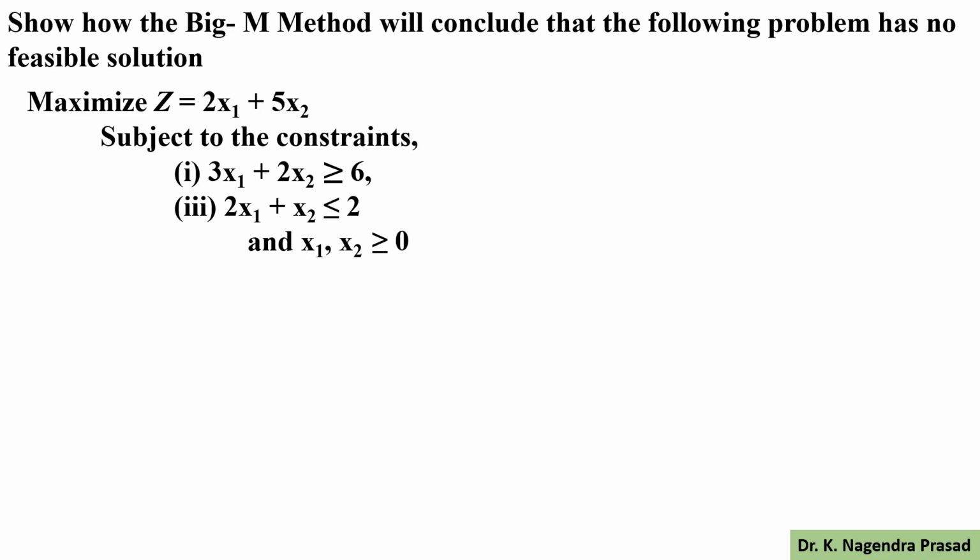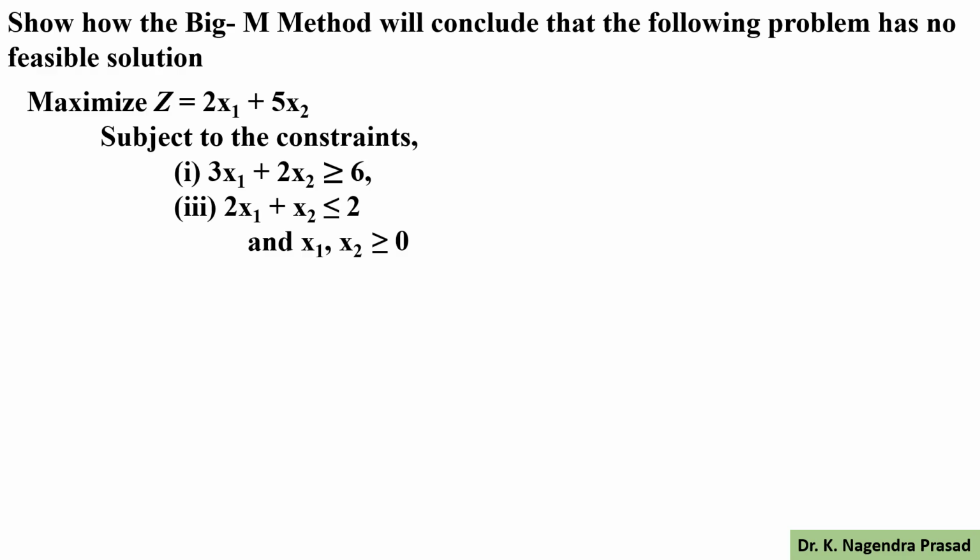In the previous lectures, we discussed the Big M method to solve the maximization and minimization models. In the present video, we will discuss another example problem on the Big M method. Let's see the problem. Show how the Big M method will conclude that the following problem has no feasible solution.